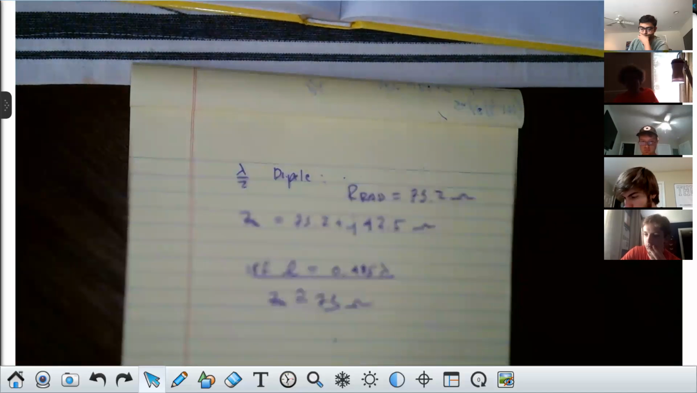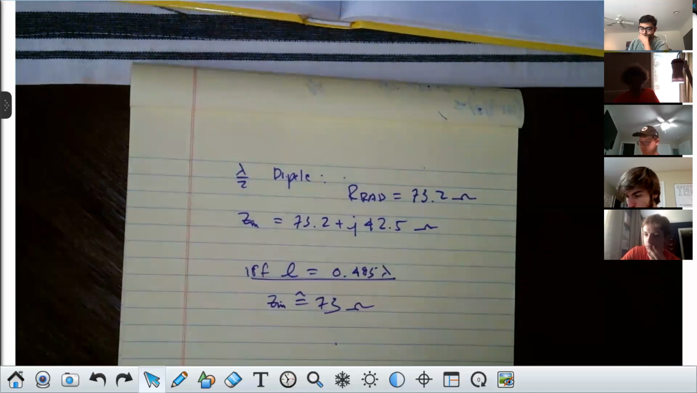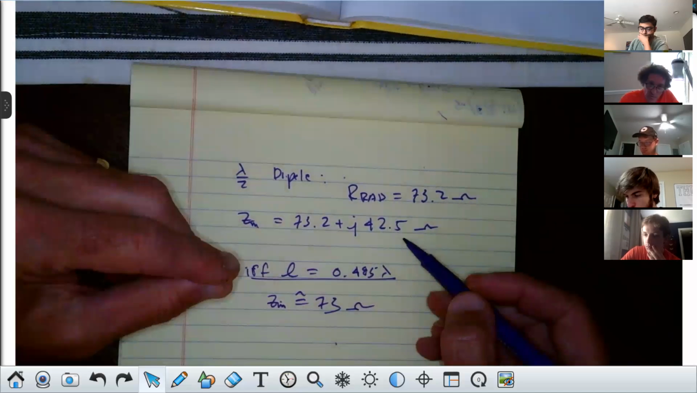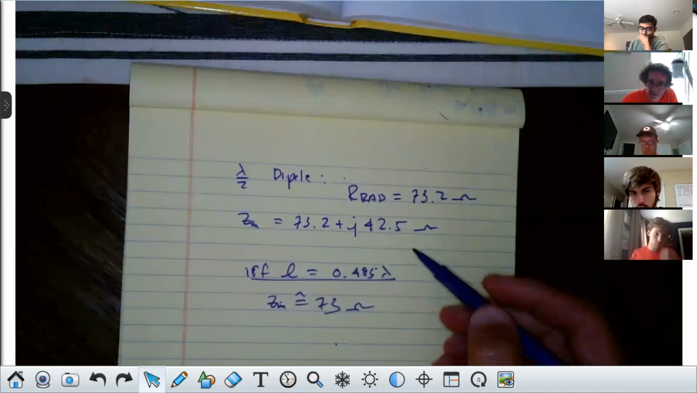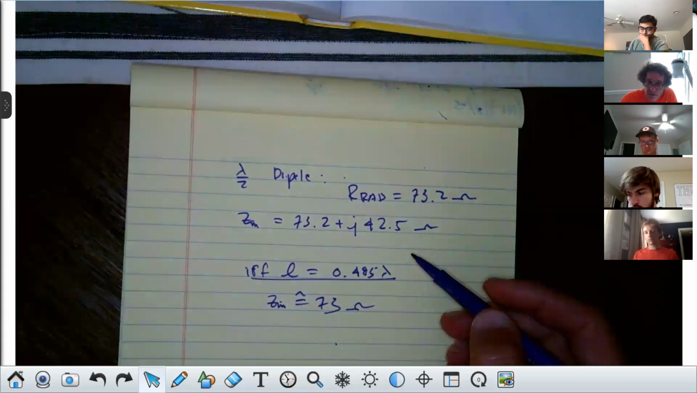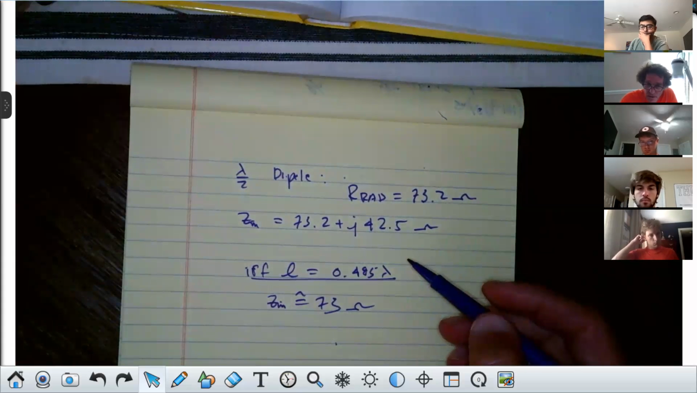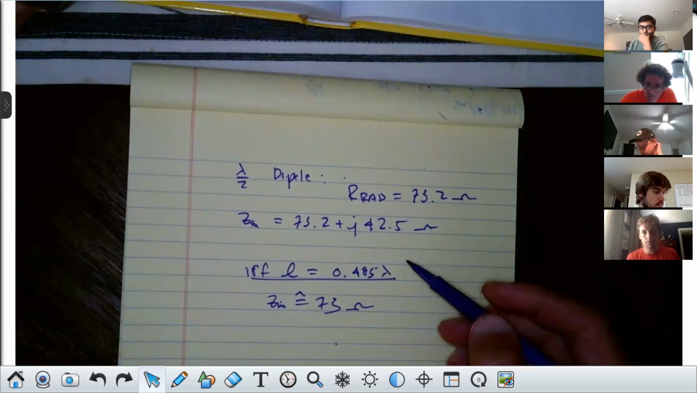Now the reason you like that is because if you have a reactive component, it takes more voltage to get the same current. And remember, the current's the key thing with the radiated power. Are you with me? Can you all understand that? I know I'm going over, but just bear with me.